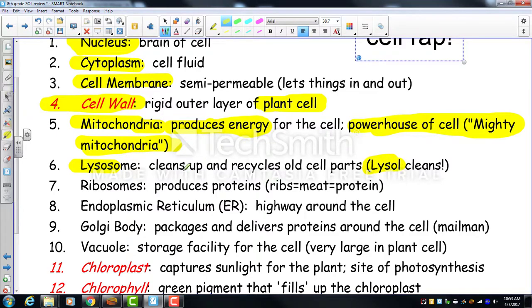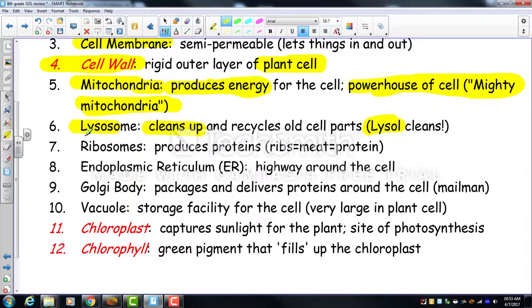Lysosome is easy to remember because we think of the word Lysol. Lysosomes, Lysol. The lysosomes clean up and recycle old cell parts. Ribosomes, I always taught my kids to remember the word rib, because ribs equal meat, which equals protein. Ribosomes produce the protein for the cell. The endoplasmic reticulum, or ER, is like the beltway or a highway around the cell. It's like a transport system. The ER can either be rough or smooth. If it is rough, that means little ribosomes are hanging out on it.